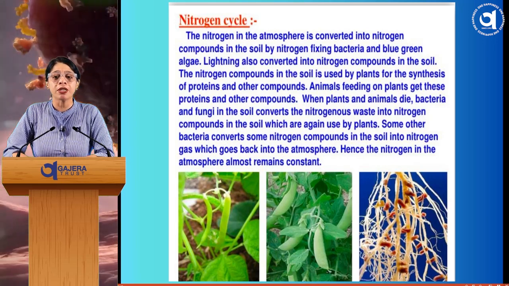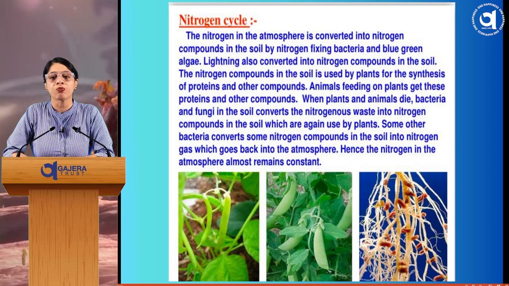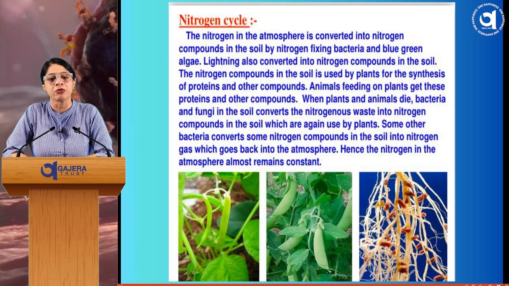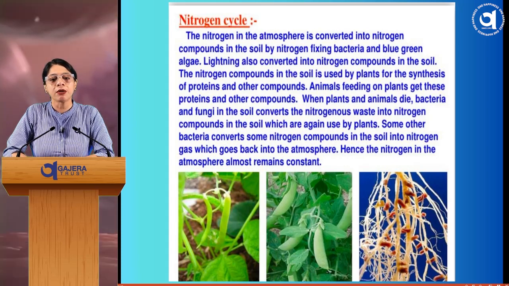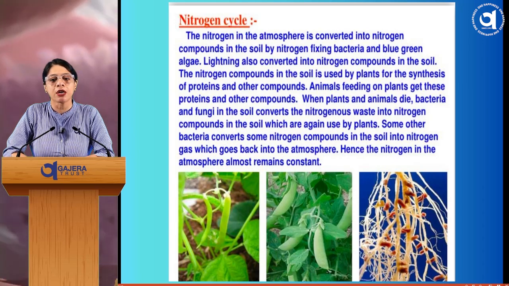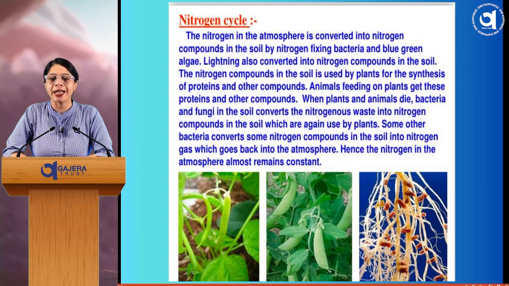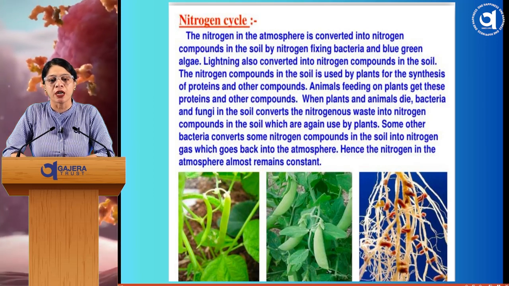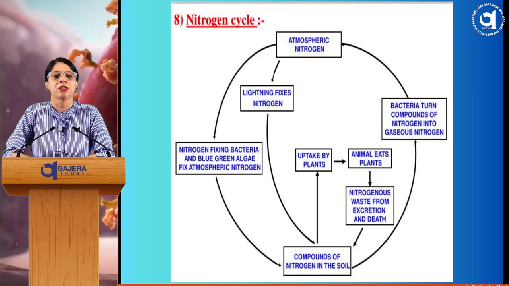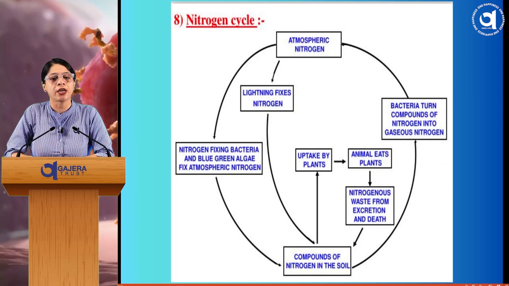When plants and animals die, bacteria and fungi in the soil convert the nitrogenous waste into nitrogen compounds in the soil, which are again used by plants. Some other bacteria convert some nitrogen compounds in the soil into nitrogen gas, which goes back into the atmosphere. Hence, the nitrogen in the atmosphere almost remains constant. Now, students, you can see this whole nitrogen cycle diagram.